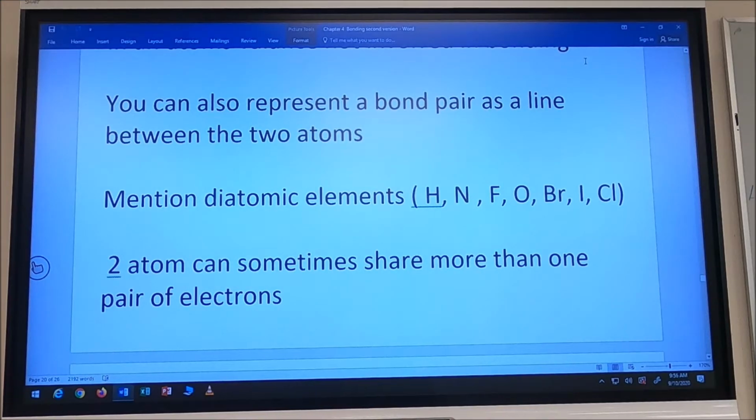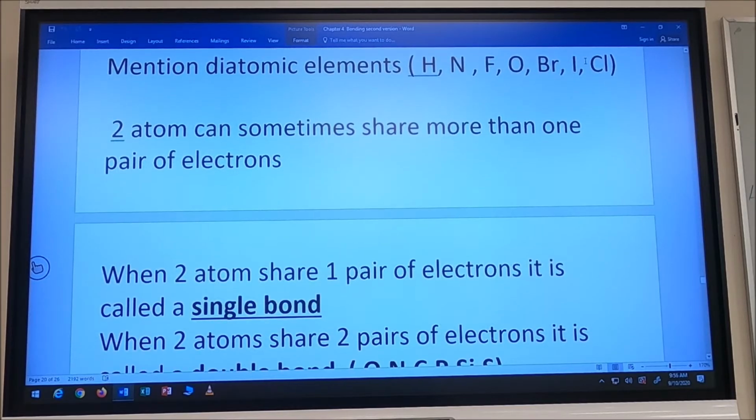Now, let's talk about diatomic elements for a minute. When we see pure hydrogen, nitrogen, fluorine, oxygen, bromine, iodine, or chlorine, they occur in nature as diatomic molecules. So you won't find a single fluorine atom floating around in nature. If you find pure fluorine, it's always F2, and nitrogen is always N2. You don't breathe in a single nitrogen atom, you breathe in nitrogen molecules.